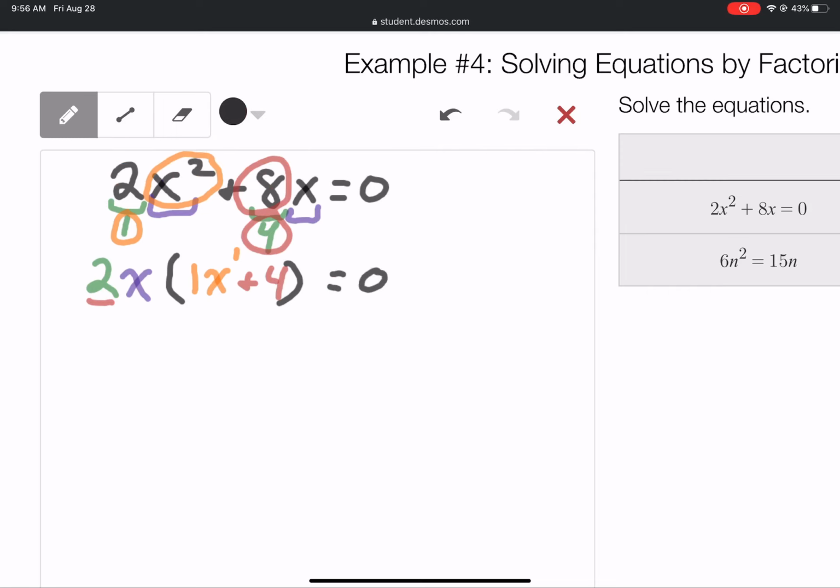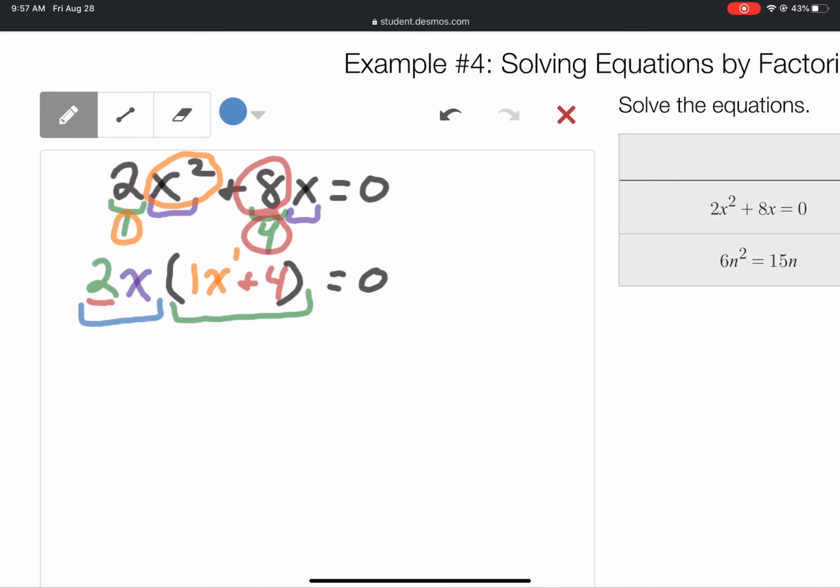So then I have this as my new setup right here. I have 2x in parentheses, 1x plus 4. Now I have this in factored form. So now I can move on to using my zero product property and setting both of these terms equal to 0.